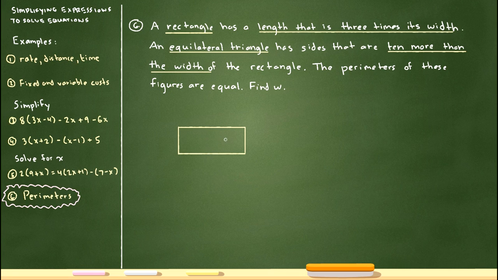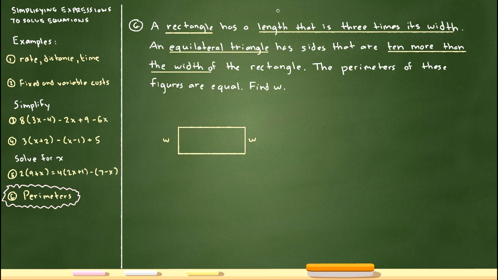Okay, so there's my rectangle. Now, we're going to call this W, right? That's the width of the rectangle. And then these longer sides here would be the length of the rectangle. And we know that the length is 3 times the width.